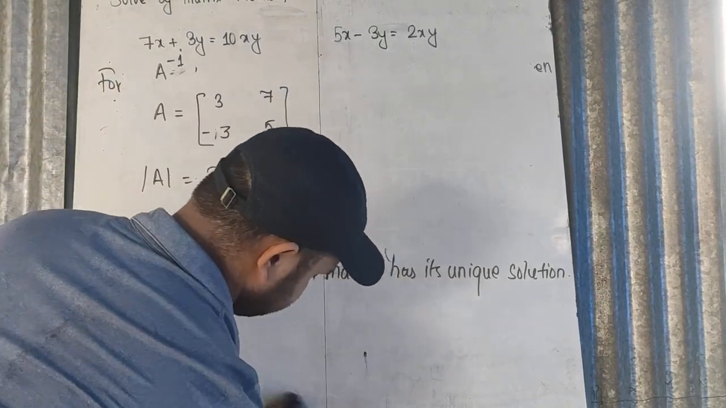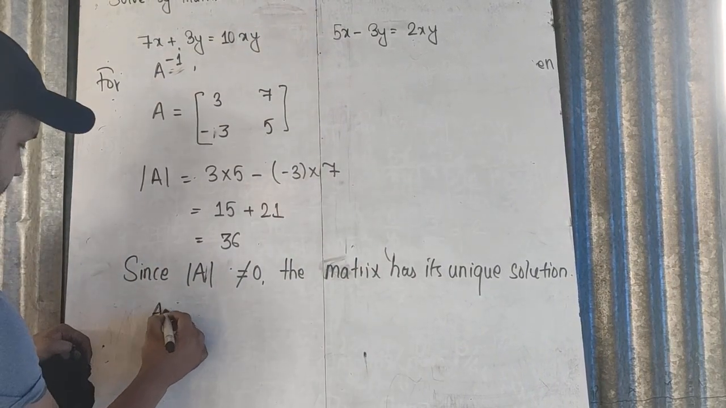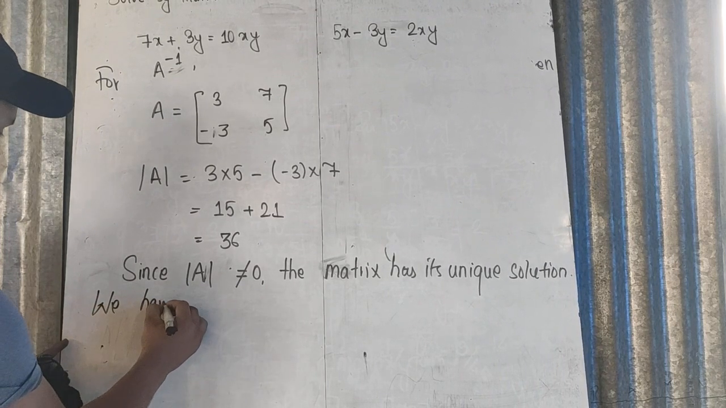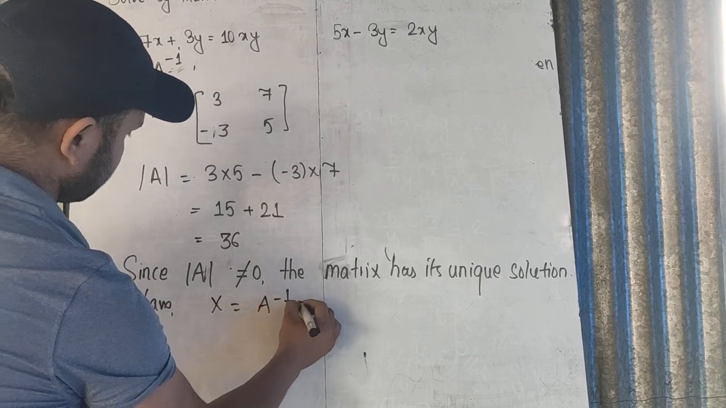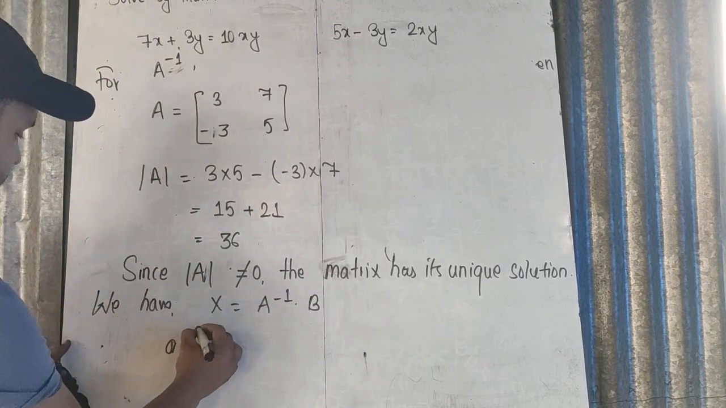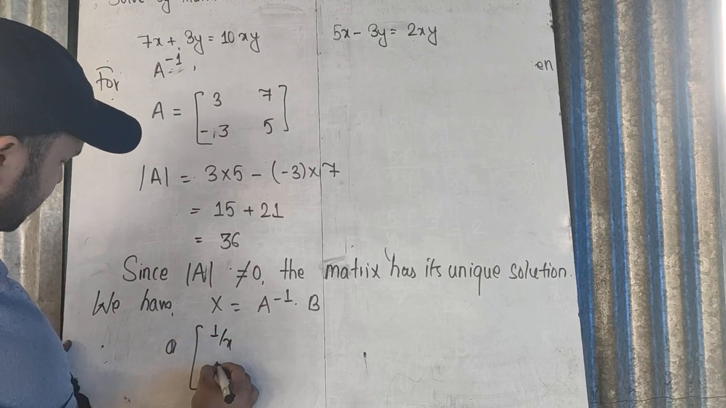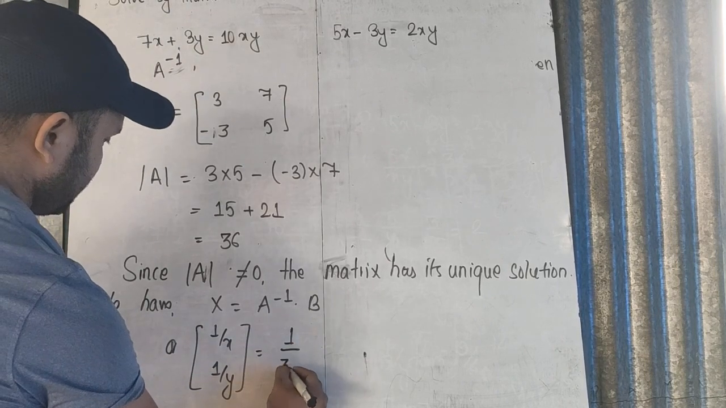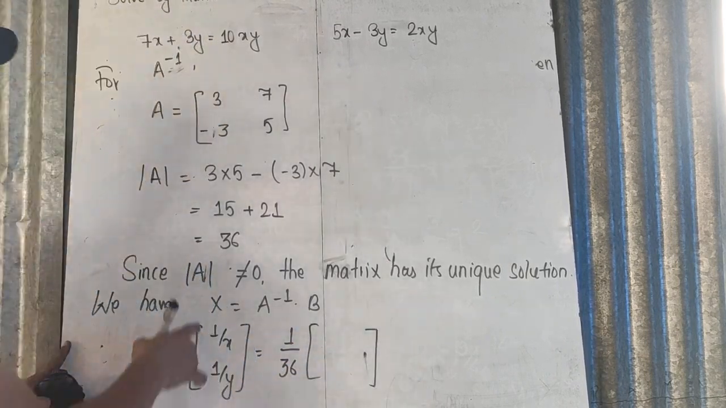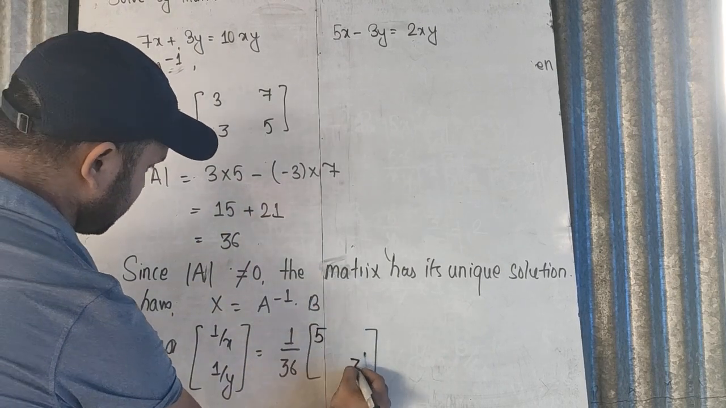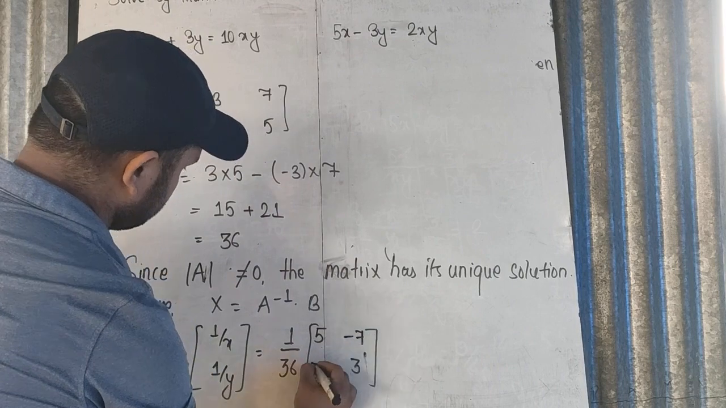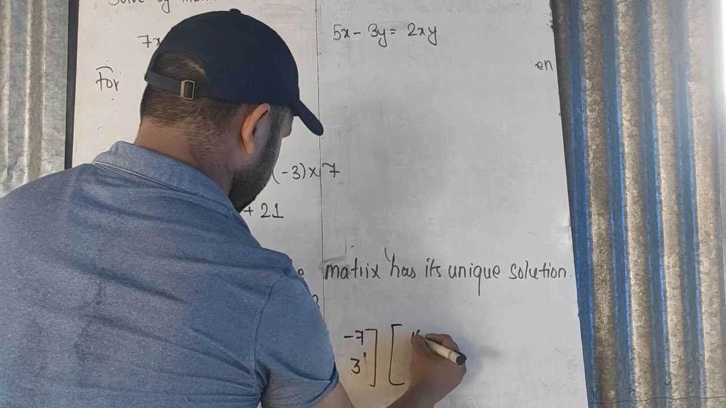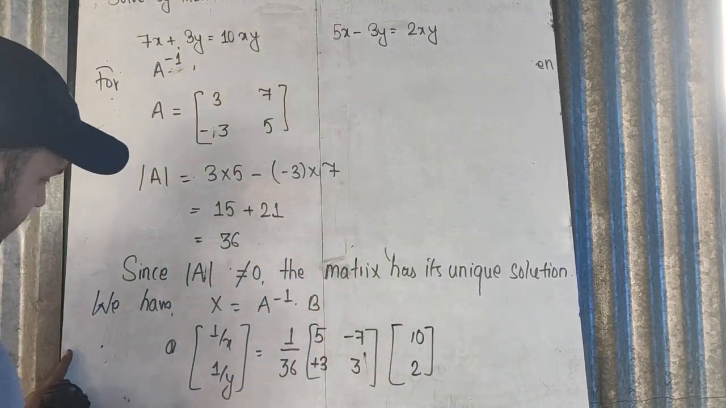Now further, we are going to find the inverse of A. We have X equals A inverse B, where X in the question was 1 by x and 1 by y. A inverse is 1 by the determinant of A times the adjoint of A. Now I will write the adjoint of A: just change the position of the principal diagonal elements and change the sign of the remaining elements. And your B was 10 and 2.